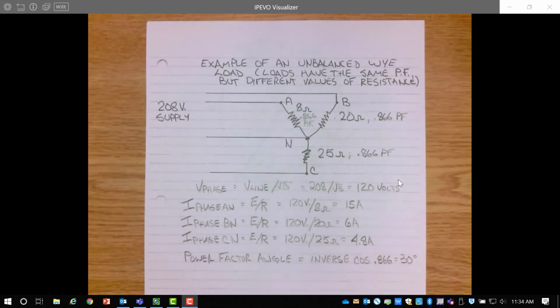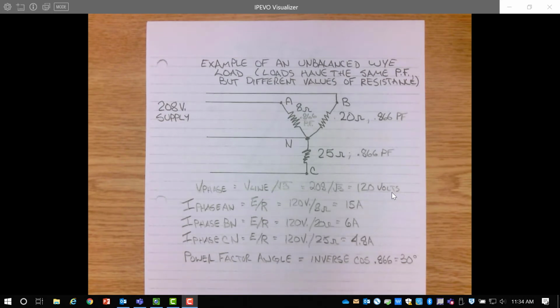So we have continued on with the question now. We have found the phase voltage. If the supply is 208 volts, that is the same as the line voltage. Whenever we say supply, we mean line voltage. So the phase voltage would be 208 volts divided by root 3 to give us 120 volts.